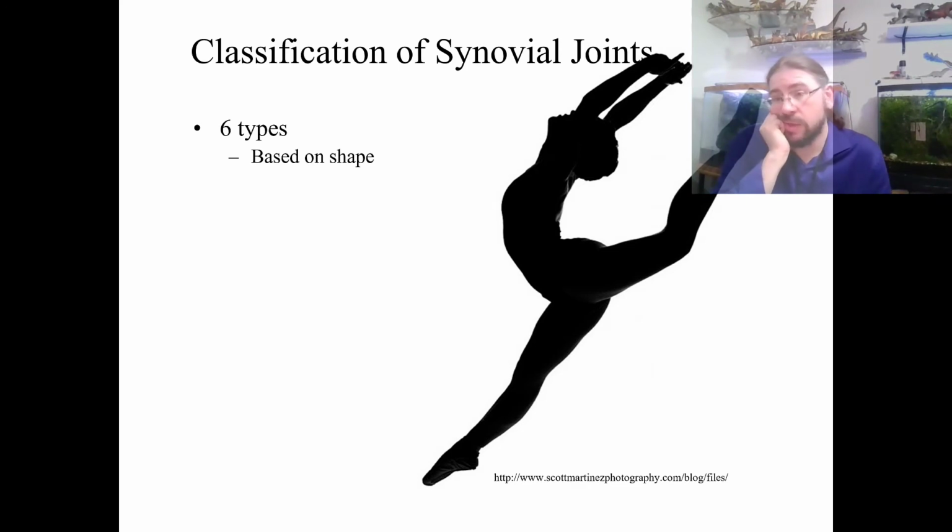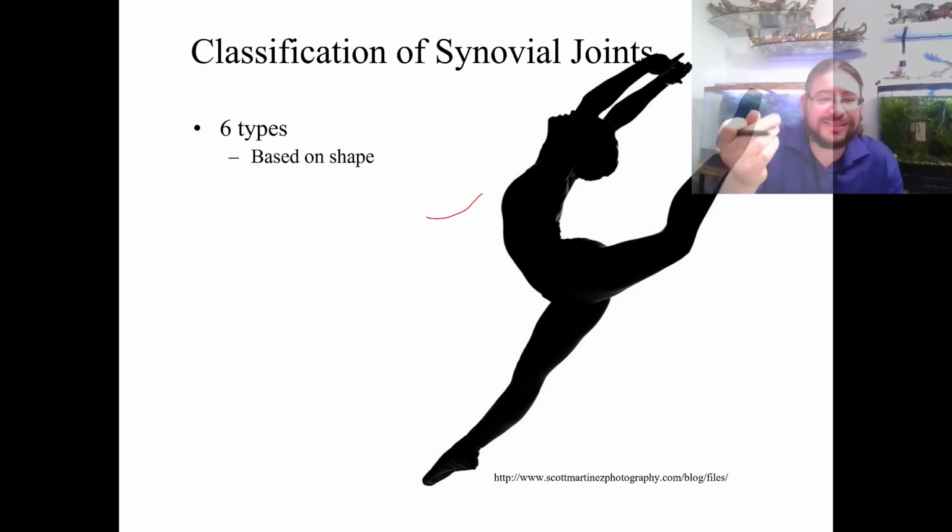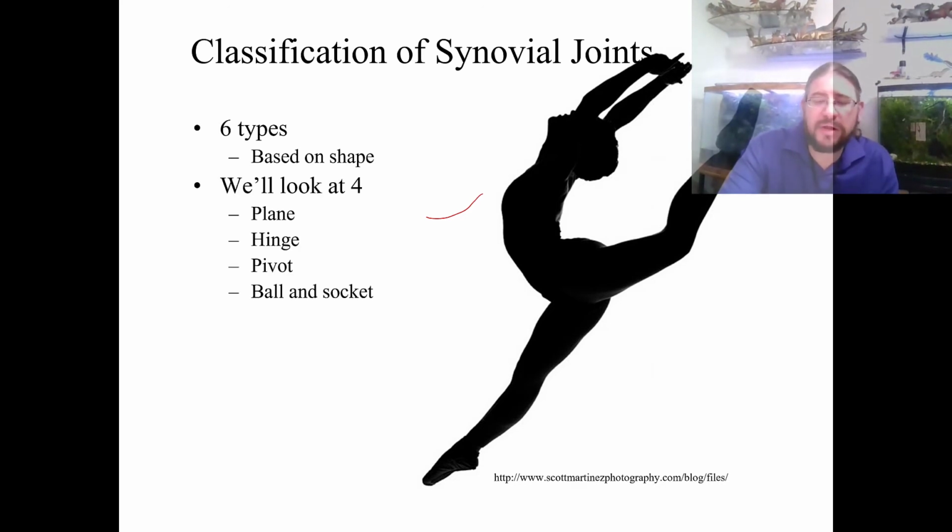Okay, so that was the types of movements. Now let's talk about some granular details of the synovial joints themselves. There are 6 types of synovial joints based on the shape. Before you freak out, we're limiting ourselves to 4: a plane, a hinge, a pivot, and a ball and socket. Hopefully by now you all get what a ball and socket is. And the others hopefully will make sense as we go.